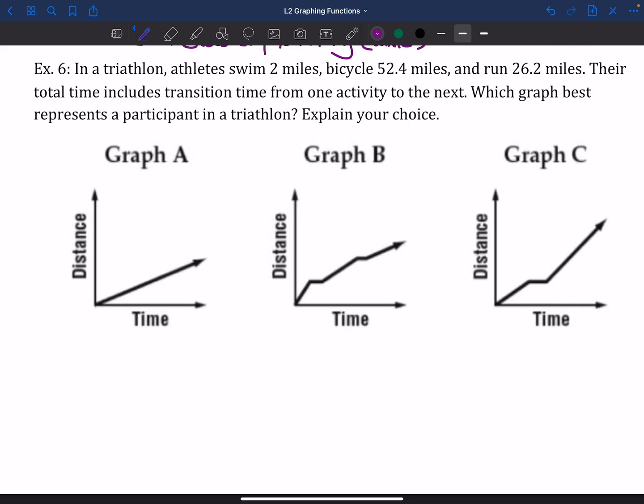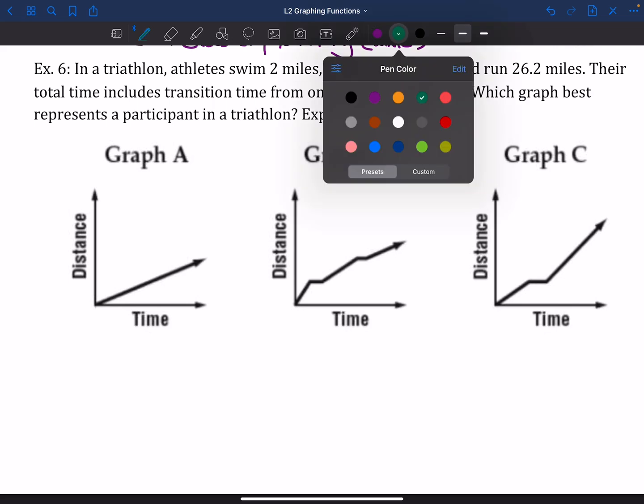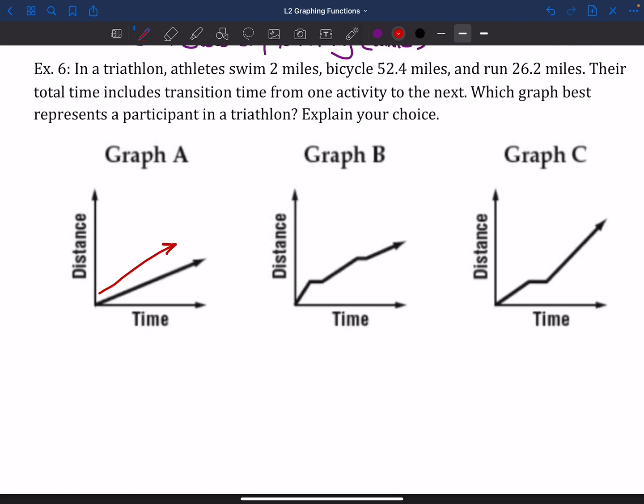What I'm seeing is that graph A, we're covering a lot of distance. It's just zoop going up, right? So we're covering distance over time, but it's all at the same rate, right? Like if I was grabbing this as a chunk, it's all just one piece. Let's grab it as one piece like we normally have, right? That doesn't really seem correct, right? Like if I'm swimming and biking and running, I'm probably not going the exact same speed all the way through, right? So what I'm thinking is that graph A is out of there, right?